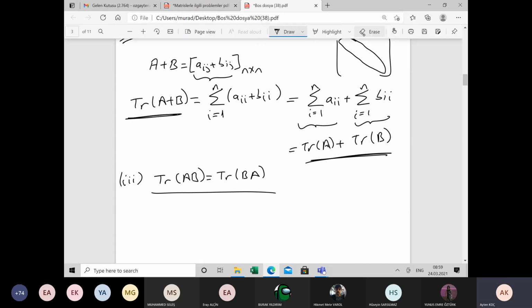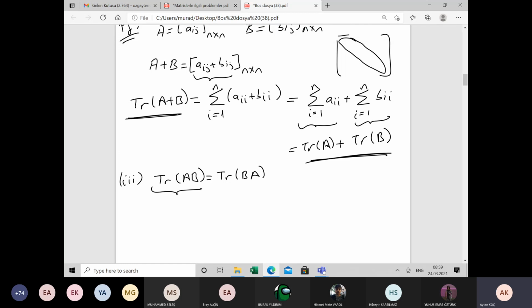So let's look at the left side. A is this matrix, and B is this one, with entries Bij. And also, what can you say about the dimension of AB?